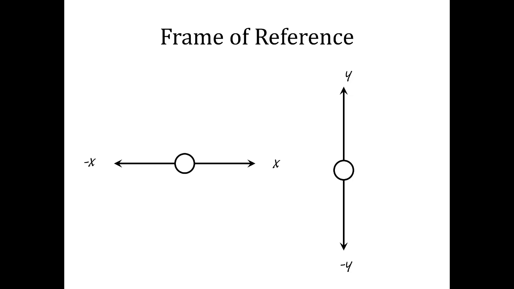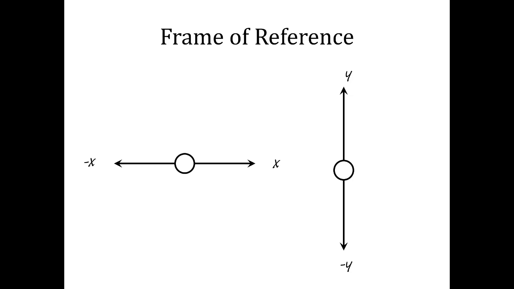Next, we also have to consider sense. Moving from, say, left to right would be one sense, while moving from right to left would be the opposite sense. Moving from a downward position to an upward position would be one sense, while moving from up to down would be another sense. So when we put those two things together, the orientation and the sense, we have our directions. So let's go back to our horizontal dimension.